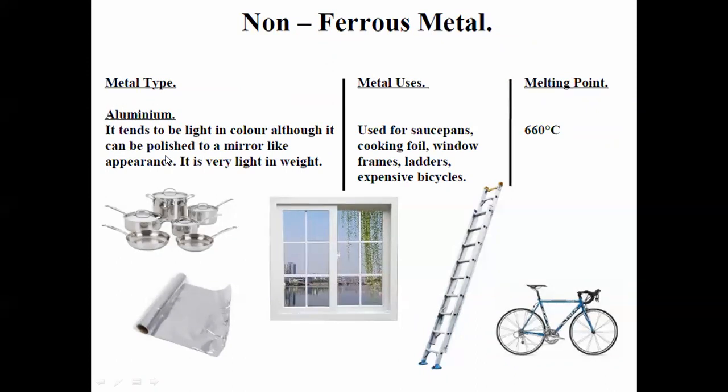It's light in color and also weight. Although it can be polished to a mirror-like appearance, it is very light in weight. That's why aluminium is mostly used in aircraft, in car bodies also, and generally other places where you need a metal that is tough but light in weight. You need something with high strength but light in terms of weight.